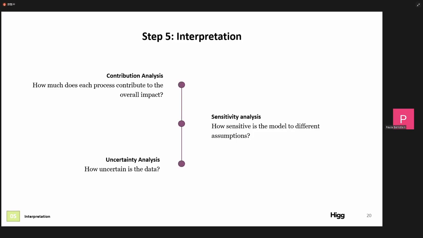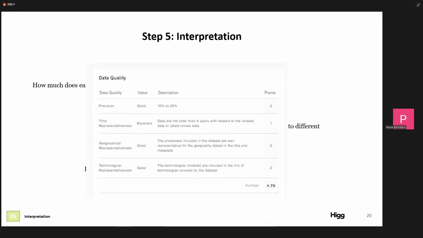The last thing here is how uncertain is the data. In MSI, we do provide data quality indicators for the user on precision, time representativeness, geographical representativeness, and technological representativeness. Again, this is in the metadata in the MSI, and you can use this how you wish. So it kind of just gives you a sense of, is this data old? If they're all ones, that's pretty high quality data. Some of them maybe a little older or might use some more assumptions. So this just gives you an idea of that data quality.